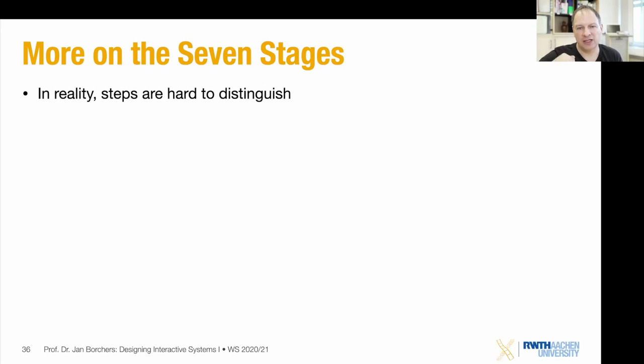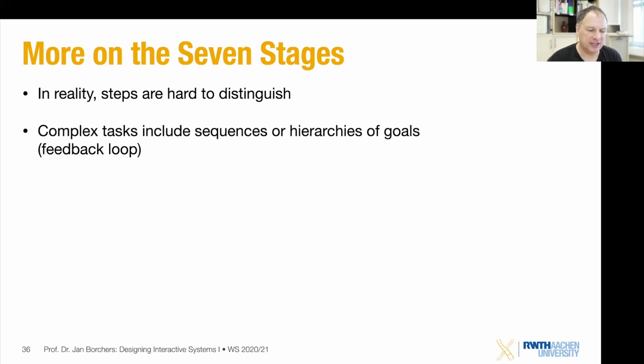The steps are in reality often not easy to distinguish, and complex tasks often include a whole sequence of hierarchies of goals. So oftentimes you have a complex thing to do, and to do that, you need to formulate a first 7 stages of action model. And then after you're done with that, you find that in one stage of your 7 stages of action, you need to dig deeper and create a tiny little micro 7 stages of action inside that.